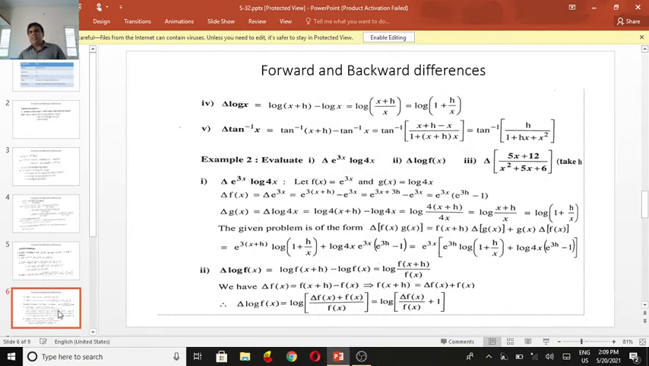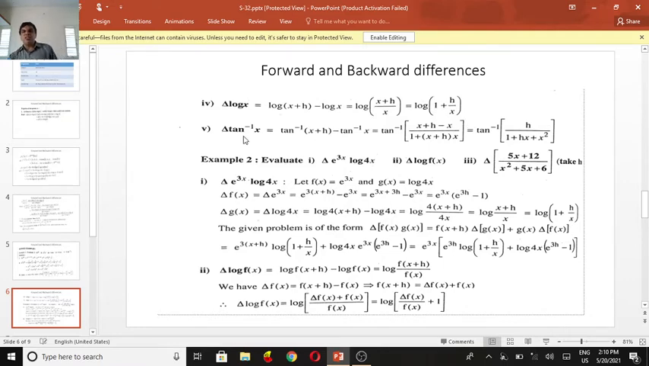Now we come again to del log x. Apply del for log: log(x + h) minus log x. A log difference is a log division. So log m minus log n we can write as log m/n. We can write log of (x + h)/x. So again we can write log(1 + h/x).